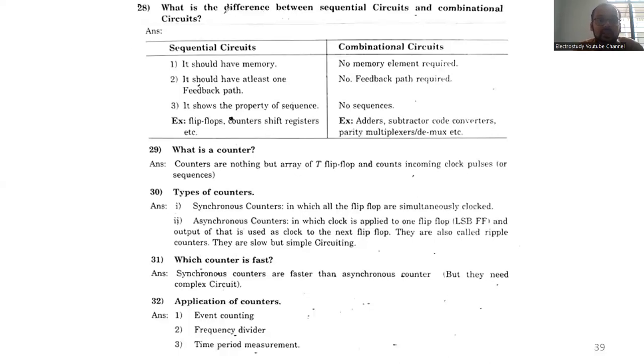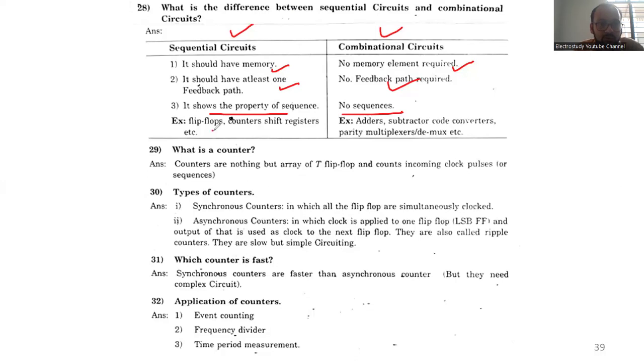Compare sequential circuit with the combinational circuit. It is better to present in the form of a table. If I talk about the sequential circuit, it must have memory. But for the combinational circuit, memory may not be required. It should have at least one feedback path for the sequential circuit. No feedback path is required for the combinational circuit. Look at the third one. It shows the property of sequence. If I talk about the combinational circuit, there is no order or sequence.